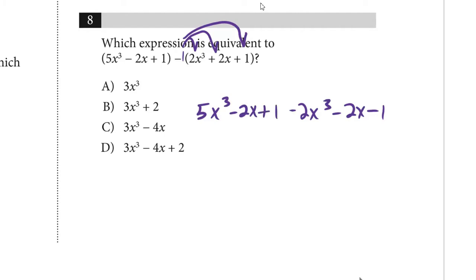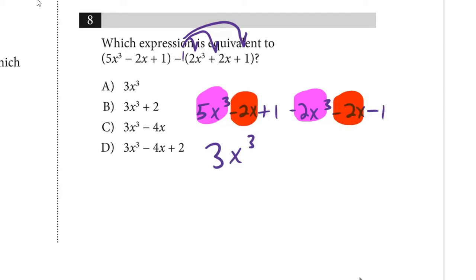Now we can combine like terms. This and this, 5 minus 2, is going to be 3. So we'll have 3x to the third. Combining these two, we have -4x. And then combining these two, +1 minus 1 cancels. And so we have 3x to the third minus 4x, with the last two numbers canceling each other out because you got +1 and -1. And that is C for number 8.